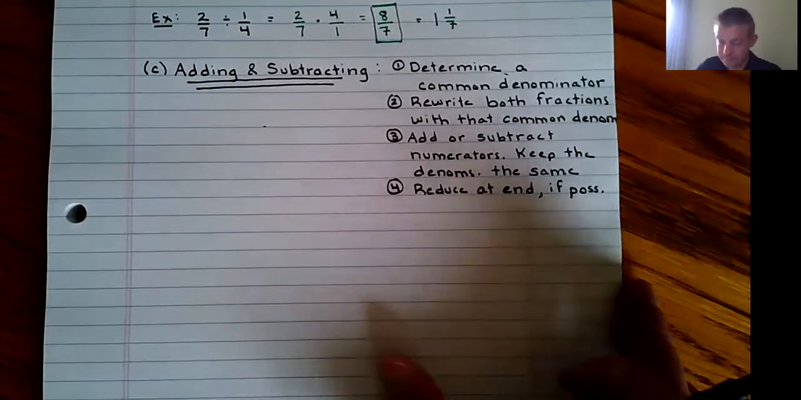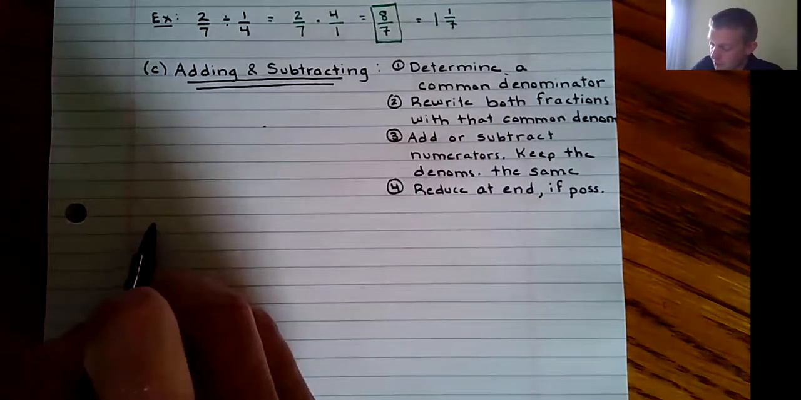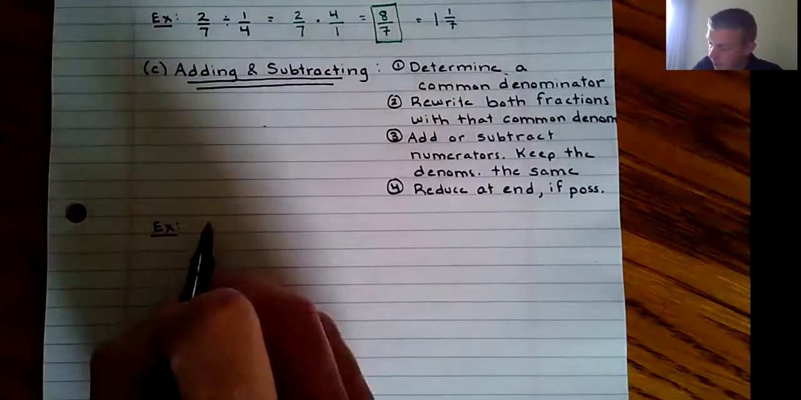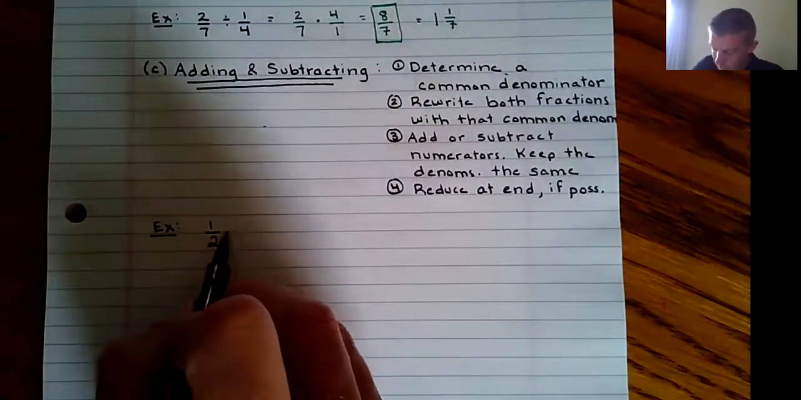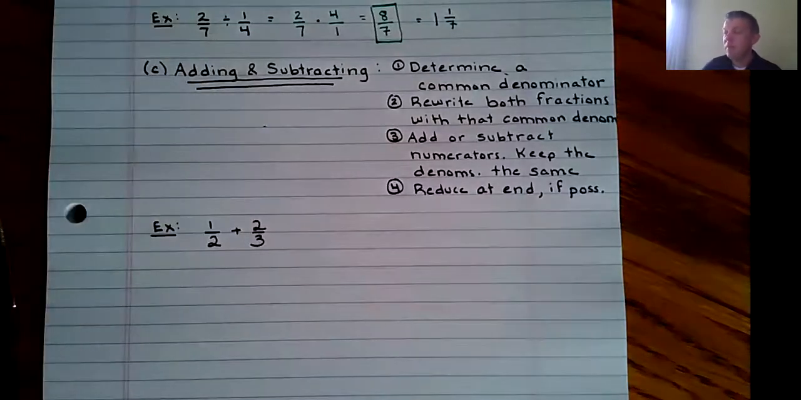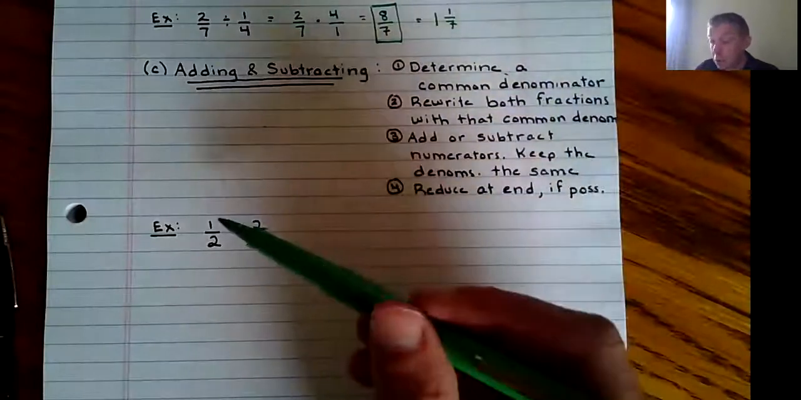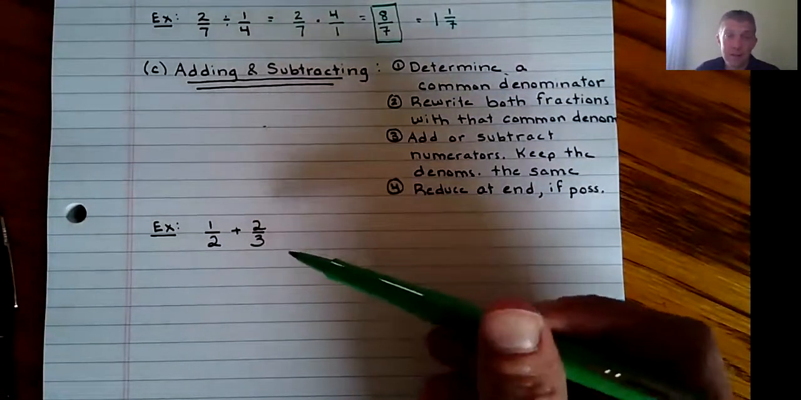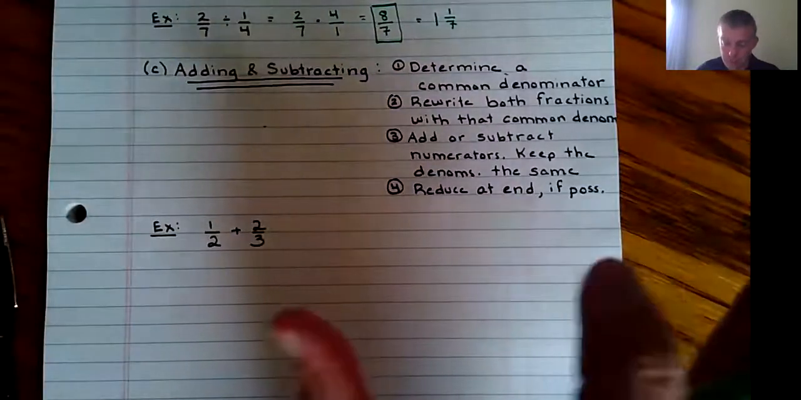So first example, if I've got 1/2 plus 2/3. So first off, this is absolutely not 3/5. Do not add across the top and add across the bottom. That's the first big mistake you want to go away from.